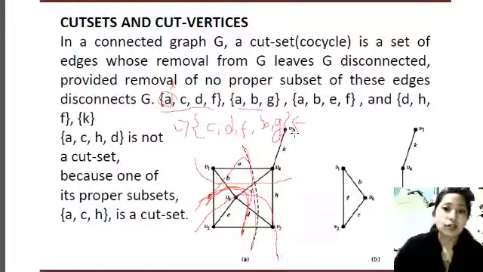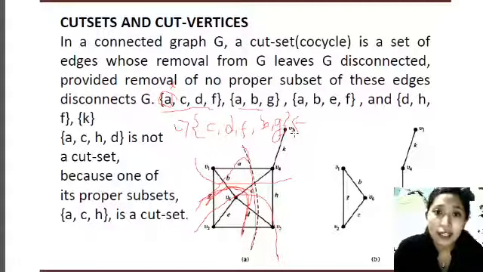So that is nothing but between two cut sets, if there is any edge that is common, then the resultant cut set, after performing the ring sum operation, the resultant set will also be a cut set. Otherwise, if those two sets do not have any edge in common, then the resultant set will be an edge disjoint set. So that means all the edges are unique.